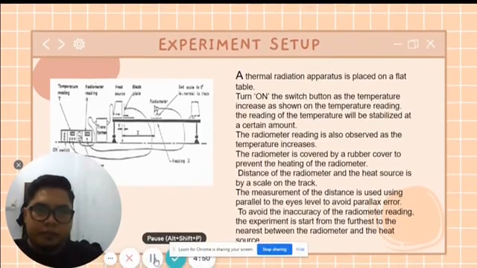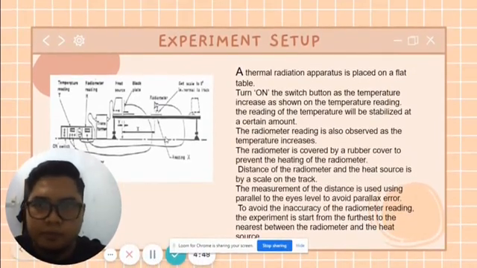A thermal radiation apparatus is placed on a flat table, which is this, and then the switch will be turned on as the temperature increase is shown on the temperature reading. The reading of the temperature will stabilize at a certain amount. Then the radiometer reading is also observed as the temperature increases.